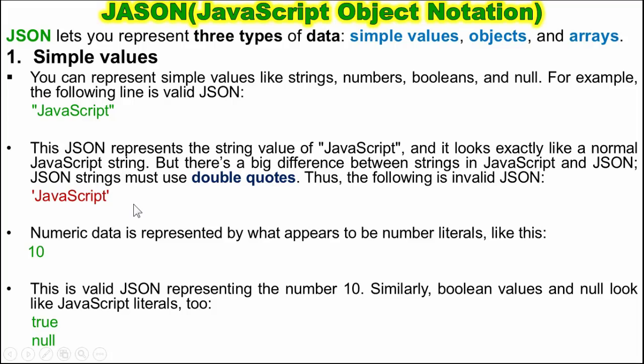But there's a big difference between strings in JavaScript and JSON. JSON strings must use double quotes, thus the following is invalid JSON: single quote JavaScript, single quote. Numeric data is represented by what appears to be number literals, for example the value 10. This is valid JSON representing the number 10. Similarly, Boolean values and null look like JavaScript literals too: true, false, and null.